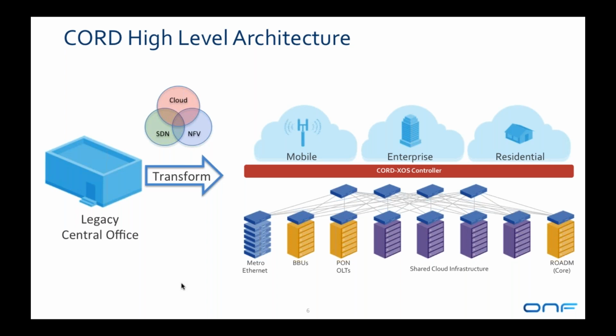So we are converting these legacy central offices using the latest of cloud, SDN, and NFV technologies to transform the industry into a data center architecture, what you see on the right here. On the right, what you see is a traditional data center spine leaf fabric and server hardware on the bottom, plus the addition of specialized access hardware for mobile or residential subscribers. That's really what the Cord physical infrastructure looks like.